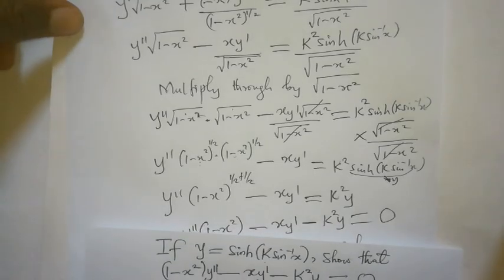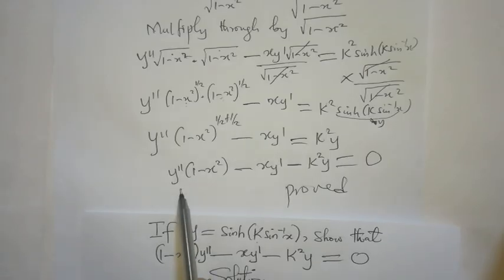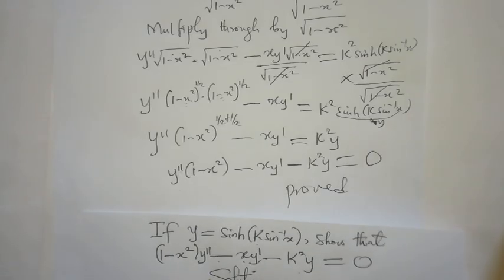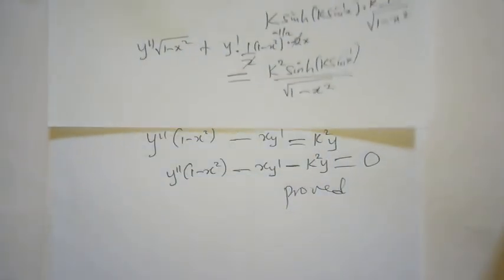So if you look at it, if y is this, they say we should what? They said we should show that (1 minus x squared) y prime prime, which is this, minus x y prime minus k squared y is equal to 0. So we have proved what they say we should do.